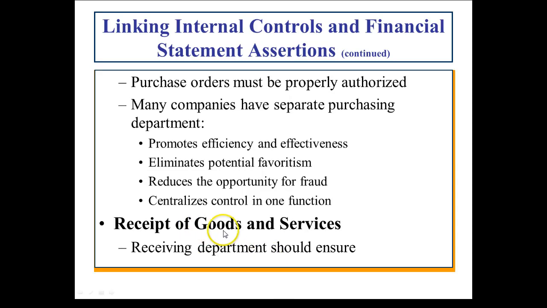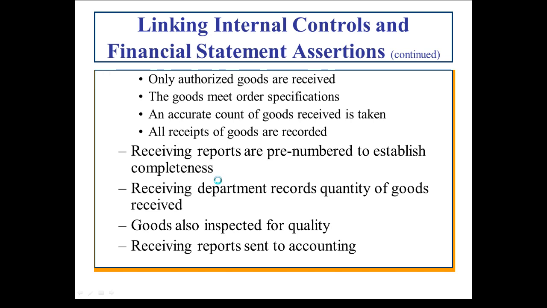Then when the goods get received, it should come in within the receiving department, and the receiving department should make sure that only those goods we really requested and put as a purchase order are those that we're receiving, and that they meet the guidelines stated on the purchase order. We make sure that we actually did receive the number we ordered. So taking account of those items received is a great idea. And then after we received all those items, did we record it appropriately?